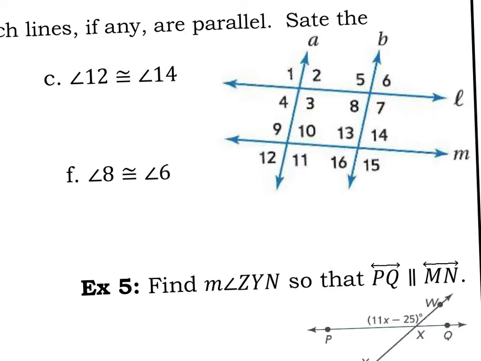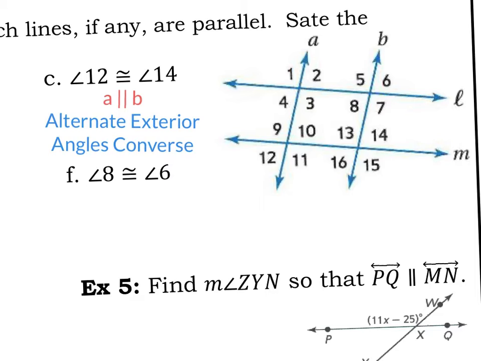Alright, so angles 12 and 14. Here's 12, here's 14. So they're on opposite sides of the transversal line M. So that means I'm going to have to compare lines A and B. So let's see here. They would both be exterior. 12's exterior of A, 14's exterior of B. And so that would make these alternate exterior angles. And yes, if alternate exterior angles are congruent, then that's enough information to prove lines A and B are parallel.